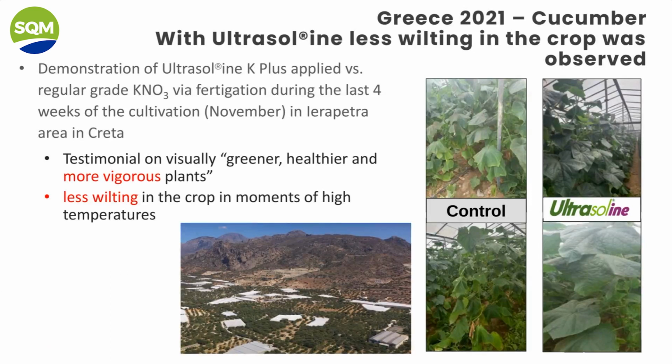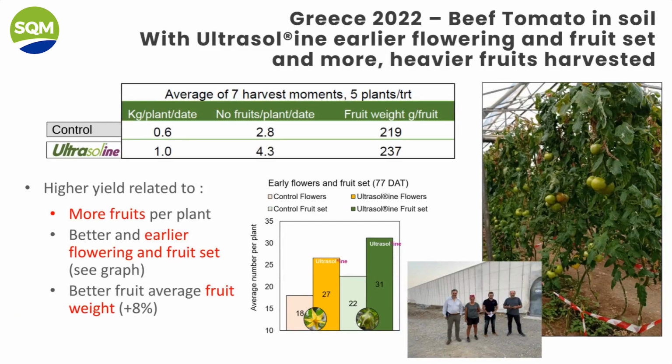And that motivated us to have another trial in the same area where we followed up more precisely 2 treatments of each 5 plants, the control with regular potassium nitrate and ultrasaline. Here again, confirmation of an increase in fruit weight of about 8%. But what was very significant is that in the end, the number of harvested fruits, and we already evaluated 7 different harvest moments, the trial is still ongoing, we saw that actually the number of fruits per plant was really higher. And when we dug into the details earlier in the season, at 70 days after transplanting, we evaluated the number of flowers and the number of fruits. And there we really saw that we had earlier and higher levels of flowers and then better fruit set, clearly demonstrated here.